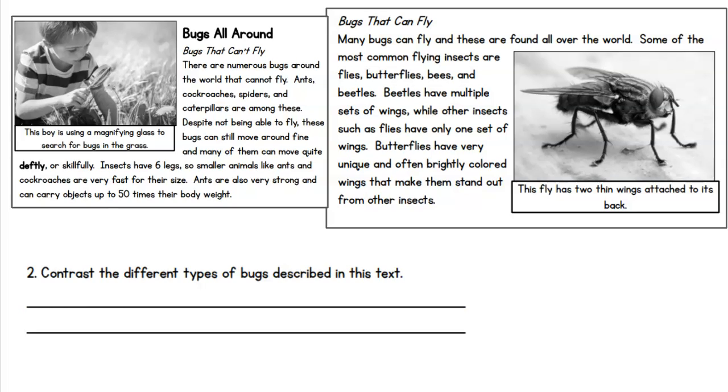Then it says, contrast the different types of bugs described in the text. So in the first paragraph, we had bugs that can't fly. And in the second paragraph, it talked about bugs that can fly. To contrast something means to figure out how they are different. So I said the first type of bugs cannot fly, and the second type of bugs can fly. That is how they are different.